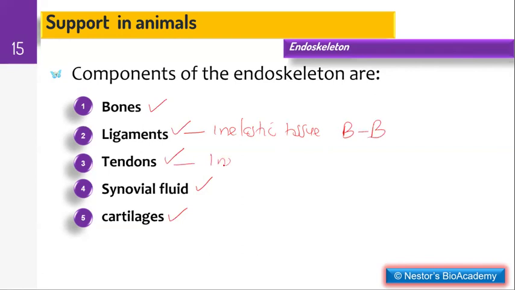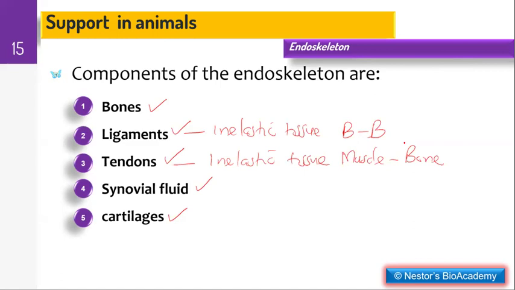Tendons are also inelastic tissue. However, these ones connect a muscle to another bone. Remember, our support framework is always brought about by the coordination between the muscles and the bones. Synovial fluid is always a type of fluid we sometimes find in certain joints in our bodies, and they perform a critical role in reducing friction at the joints, and of course also providing nourishment to the cells we find at these joints.